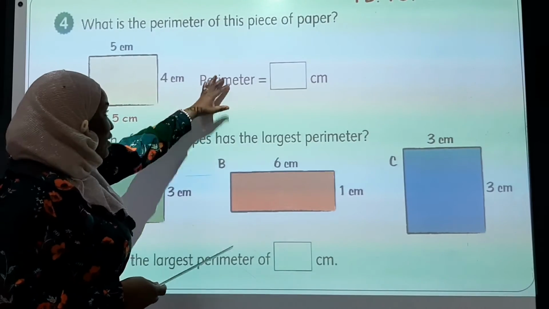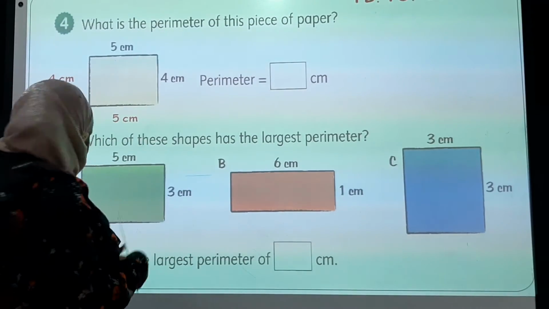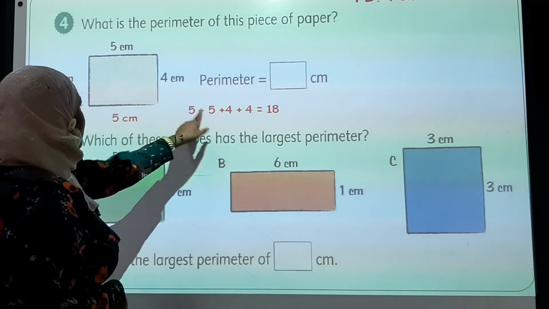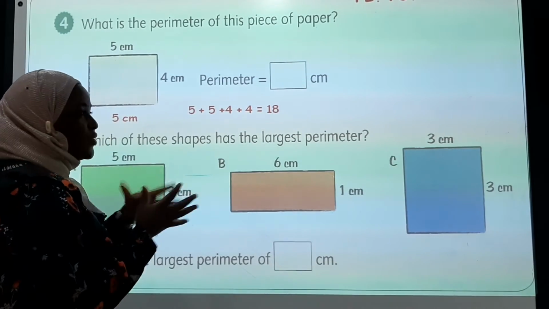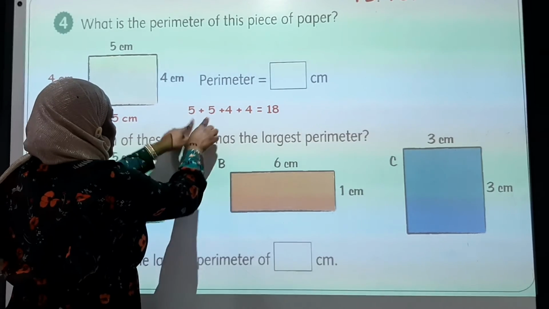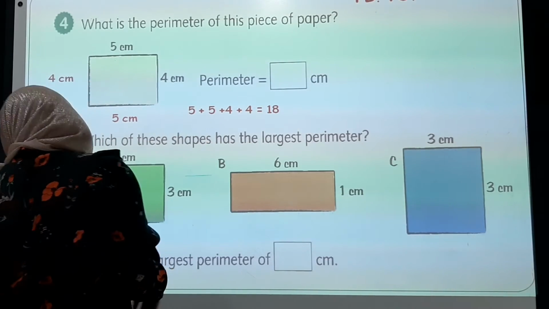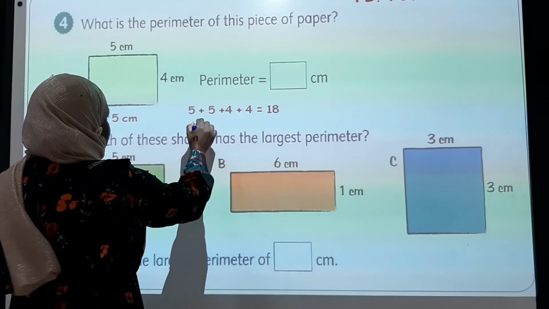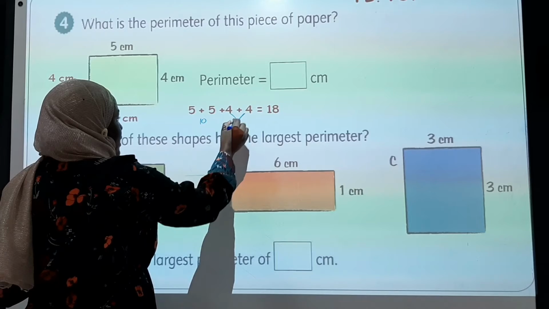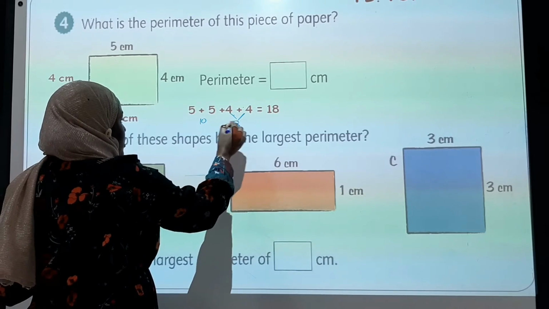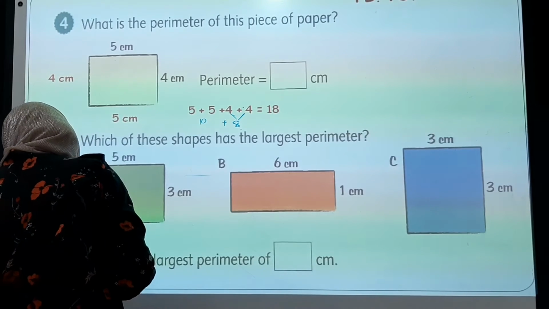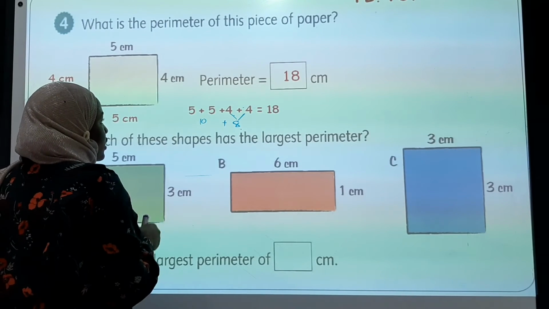So to find the perimeter, we're going to add all together. We have 5 plus 5 plus 4 plus 4. So I like doing it this way. I add my 5 plus 5. When I add 5 plus 5, I'm going to get what number? 5 plus 5 is 10, then 4 plus 4 is what? 8. So 10 plus 8 is equal to what? 18. That is my answer there. So I like doing it this way.